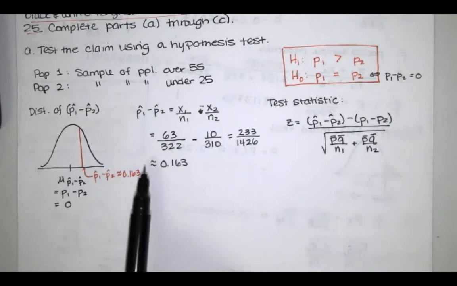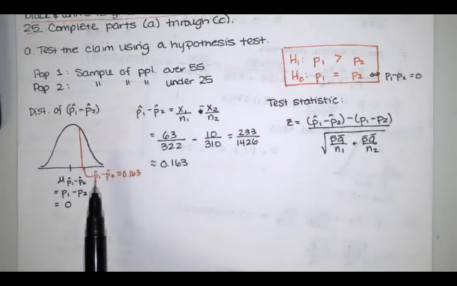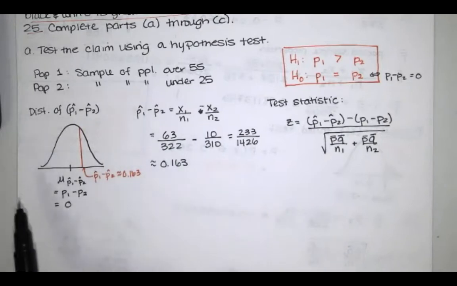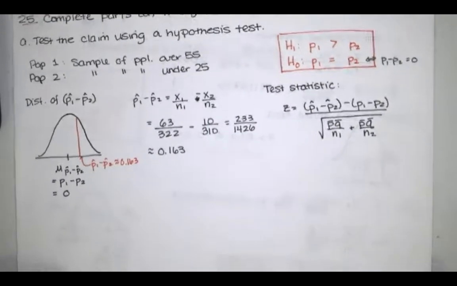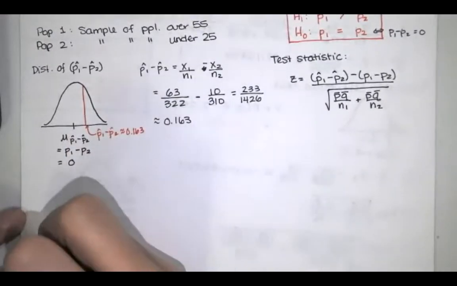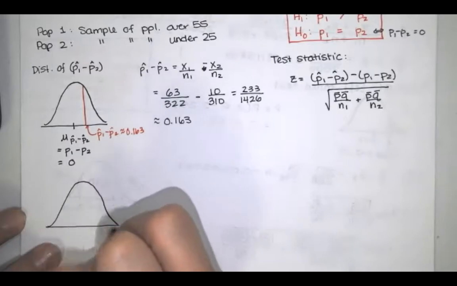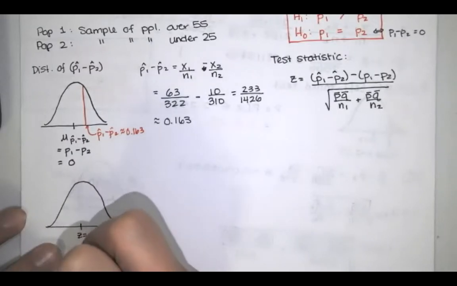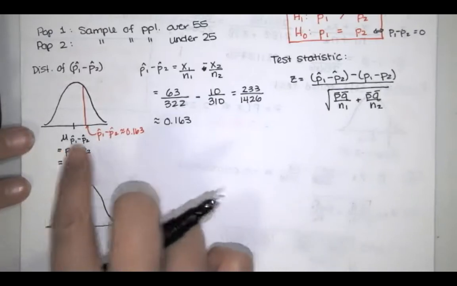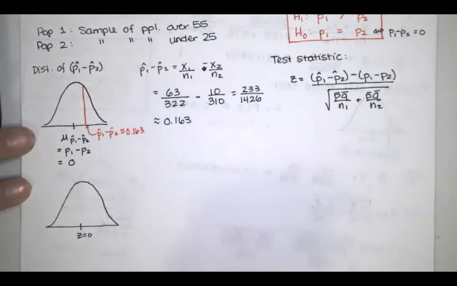In order to figure out if this is significantly high or significantly low, we're going to take this distribution of P1 hat minus P2 hat, and we're going to convert to a standard normal distribution. So we're converting from this over here to another distribution over here. Now, the mean is still 0, but now we're looking at z-scores as opposed to these values of P1 hat and P2 hat.